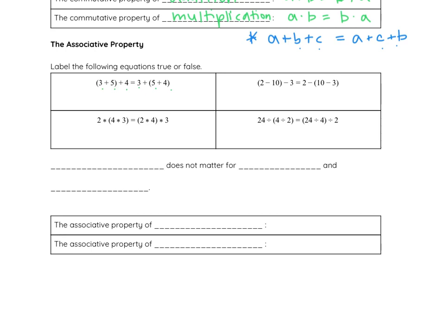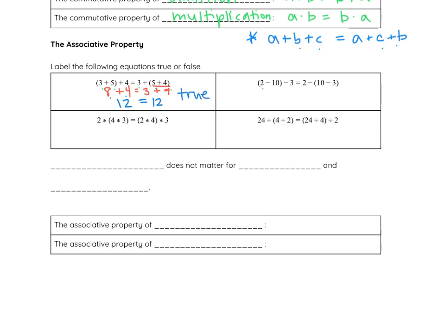So let's look at the first one. 3 plus 5 gives me 8, and then plus 4. And on this side, we would do this parentheses first. So 5 plus 4 gives me 9. Now I can finish this left side. 8 plus 4 gives me 12. And then 3 plus 9 gives me 12. So this is true.